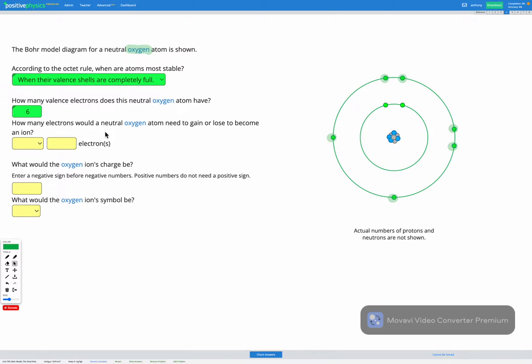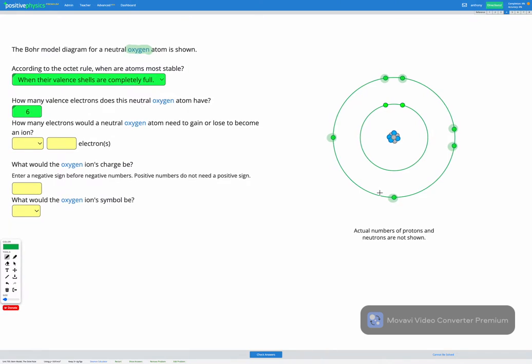Now it's asking how many electrons would this neutral oxygen atom need to gain or lose to become an ion? So when an atom becomes an ion, it's going to obey the octet rule. So it wants to end up with a full valence shell. So right now we have 6 electrons in our outer shell. And we know that for this shell, which is the second one, to be full, we would need 8 electrons in it. So we've got 6.